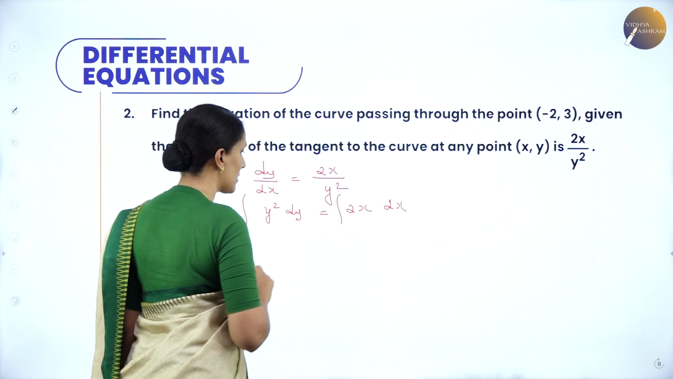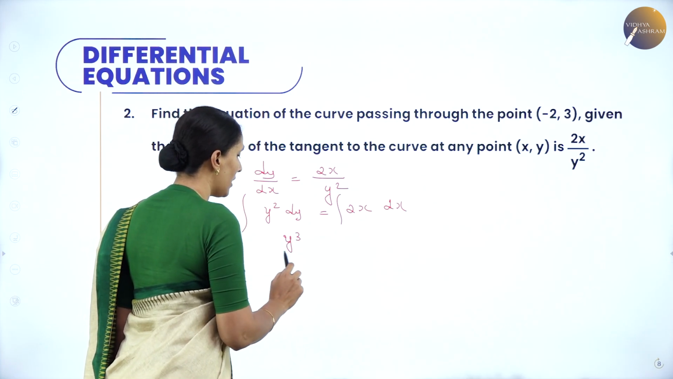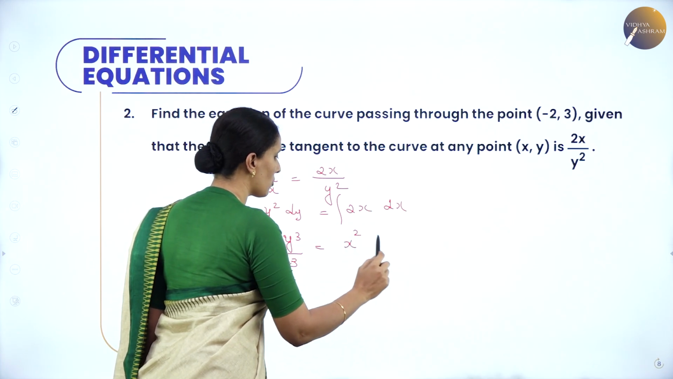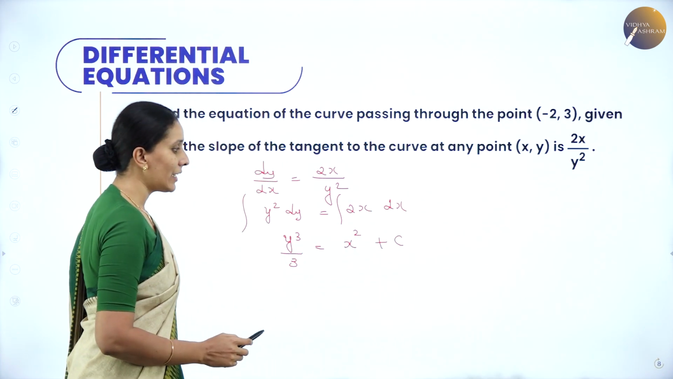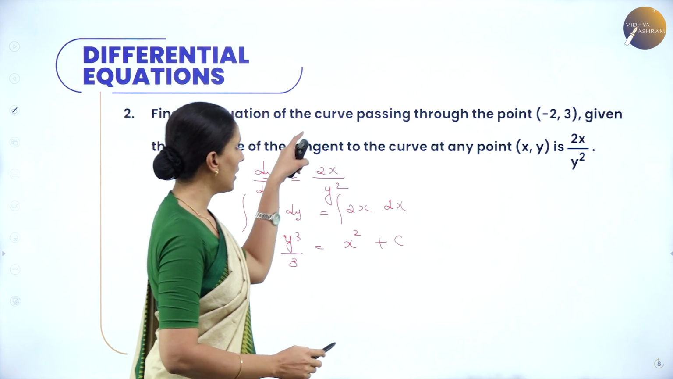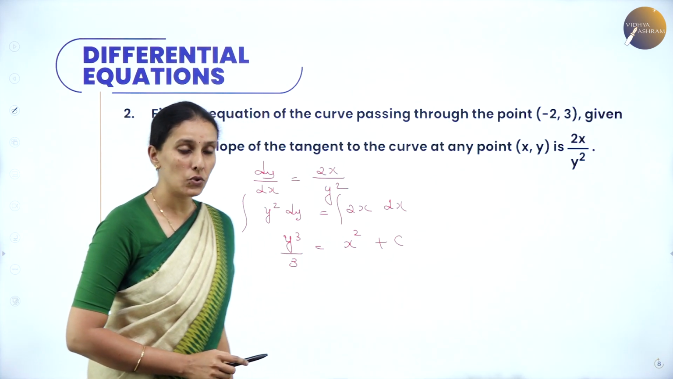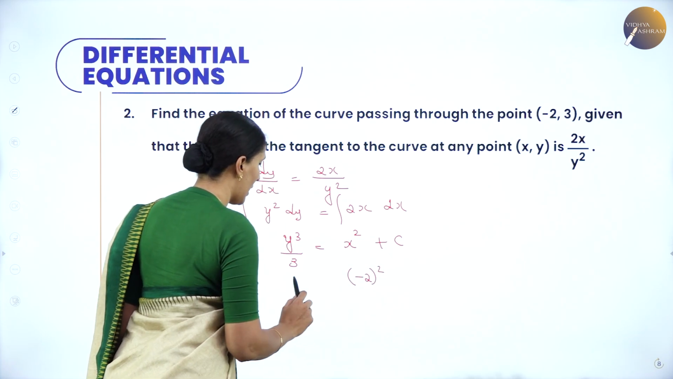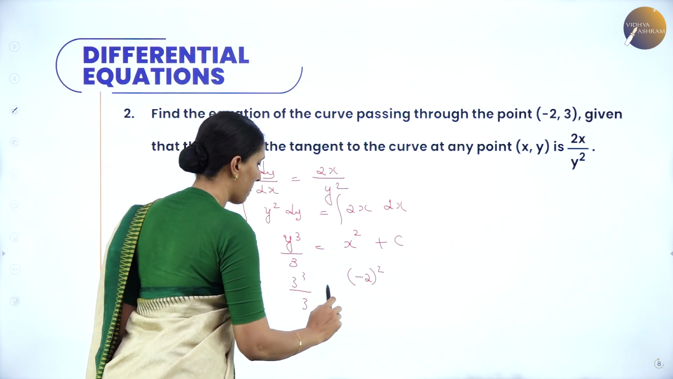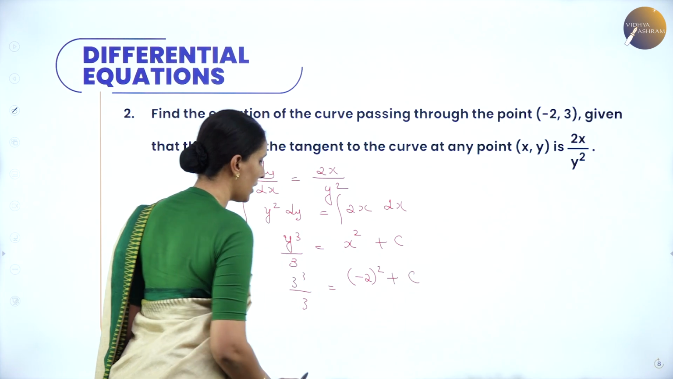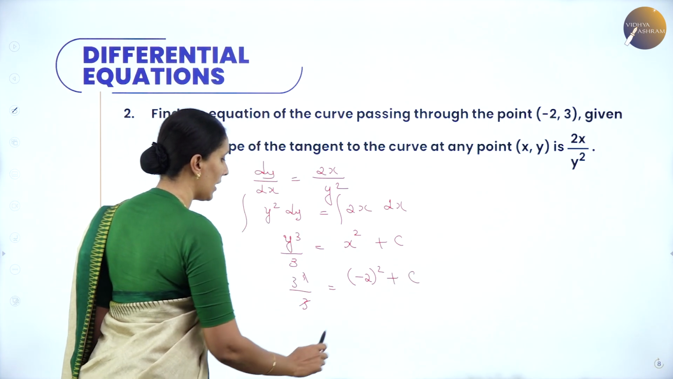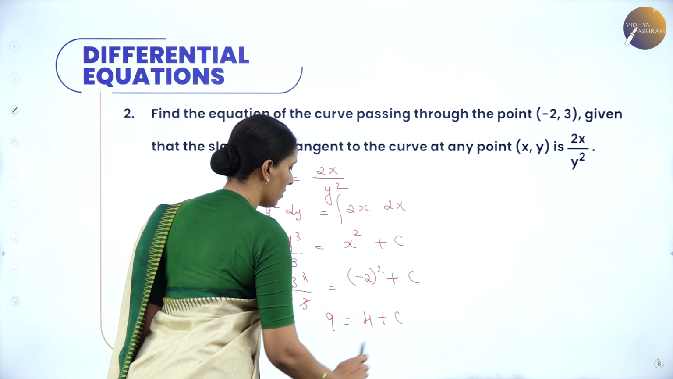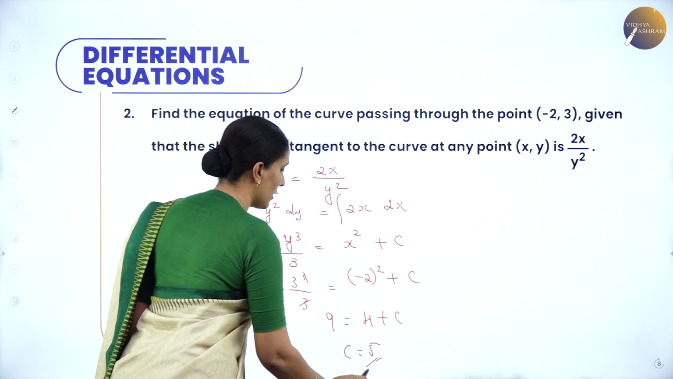Integrating on both sides, we get y³/3 = 2x²/2, which means x² + c. Now let's find the integration constant. Since the curve is passing through the point (-2, 3), we can put -2 for x and 3 for y. So that is equal to c. Solving this, we get 9 = 4 + c, or c = 5.